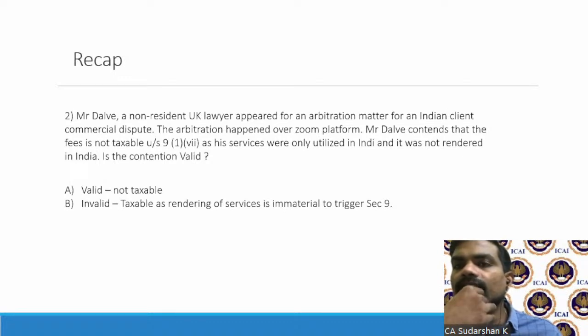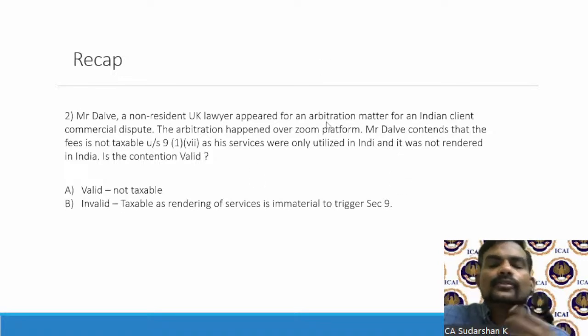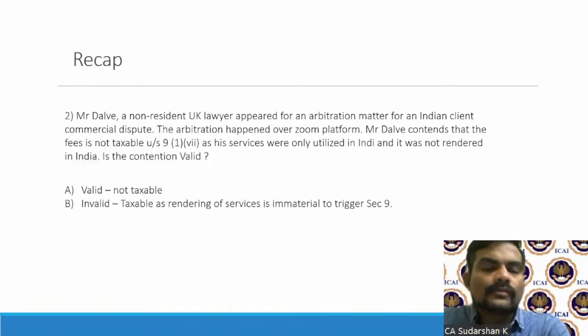So Mr. Dalve, the non-resident UK lawyer, says it's not taxable under Section 9(1)(vii), as his services were only utilized in India by his Indian client, but not rendered in India. His contention was, I was sitting in London and doing it over Zoom, so there's nothing to do with India, and only the UK can tax it. Is the contention valid? As you recollect from the last session, when it comes to fees for technical services, the twin conditions: should services not only be utilized, but also be rendered in India?